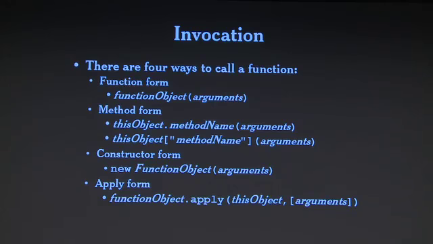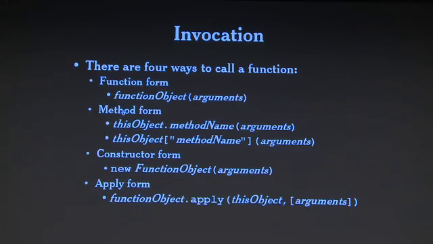So there are four ways to call a function. There's the function form, where you have an actual function that you're invoking. What's a good example? Like any function that you define on your own in global scope.